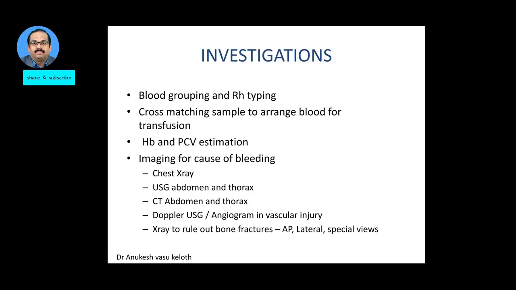Now, regarding the investigations, we will look at this from the angle of an emergency trauma case. When a regular trauma comes, blood grouping and Rh typing, cross-matching samples to arrange blood for transfusion, immediate hemoglobin and packed cell volume estimation, then imaging investigations like chest X-ray, ultrasound of the abdomen and thorax, CT of the abdomen and thorax. These are all for looking at sites of bleeding. A Doppler ultrasound or angiogram is done when suspecting a vascular injury. Now for the fracture per se, since it is not exactly part of the primary survey, you can take X-rays to rule out bone fractures, anteroposterior view, lateral view, and in certain cases special views may be done once the patient is stabilized.